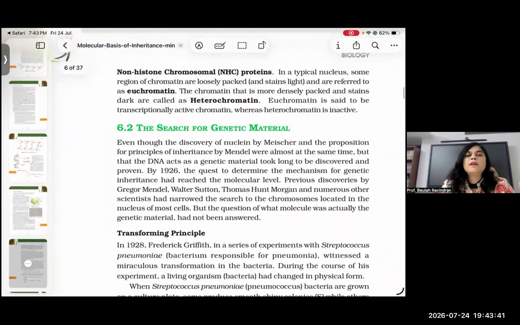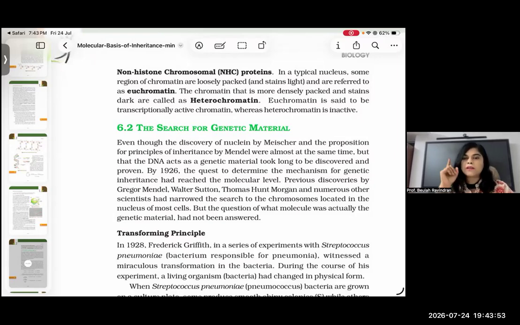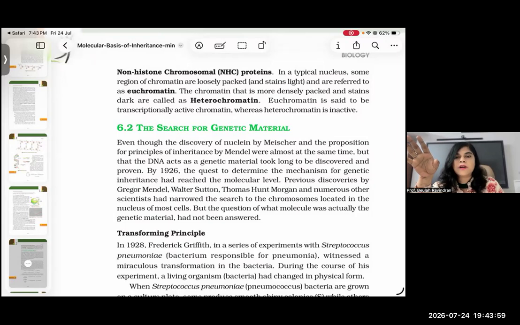Okay, the euchromatin and heterochromatin concept is about how the chromatin material in a nucleus is arranged. It is arranged in two ways. One is loosely packed chromatin, or euchromatin. Euchromatin is loosely packed chromatin, and it is transcriptionally active. It is very, very active.